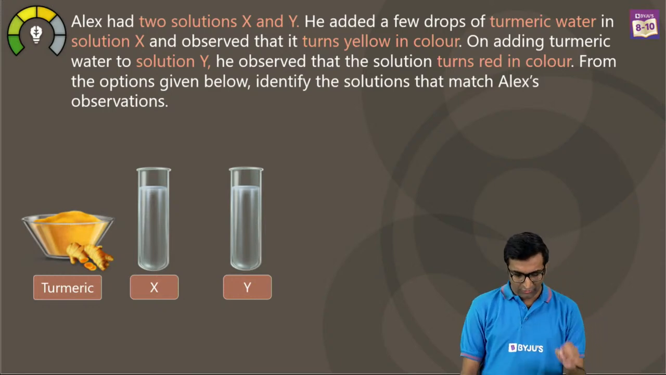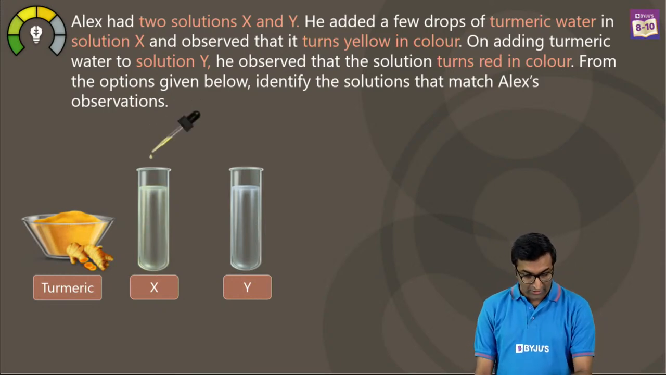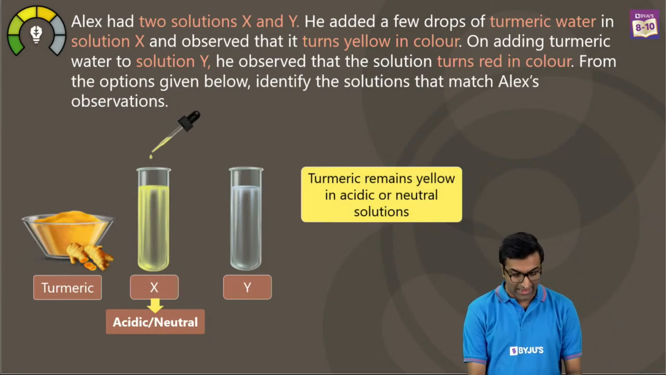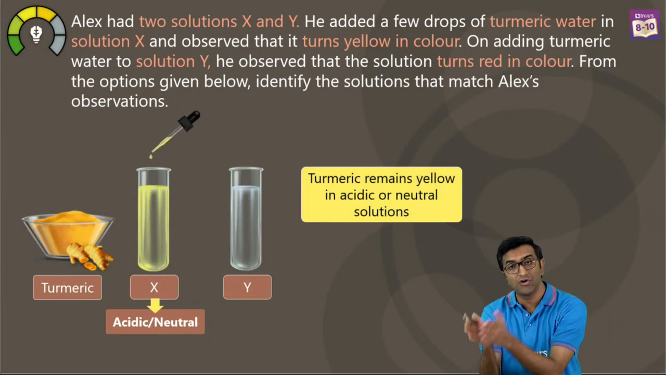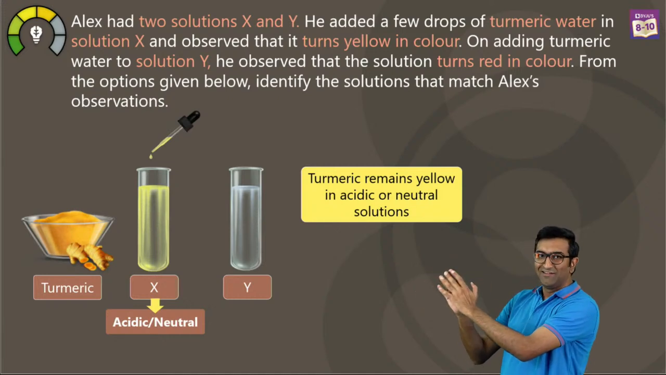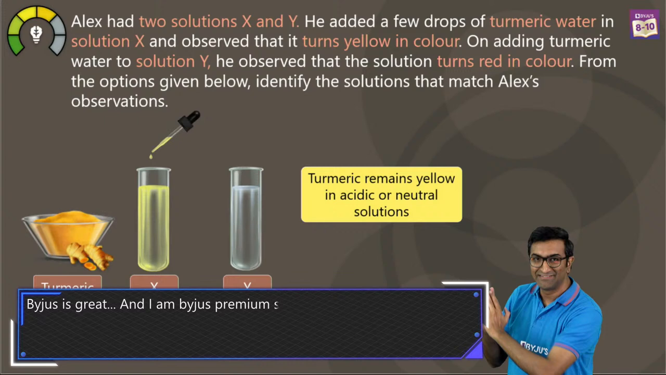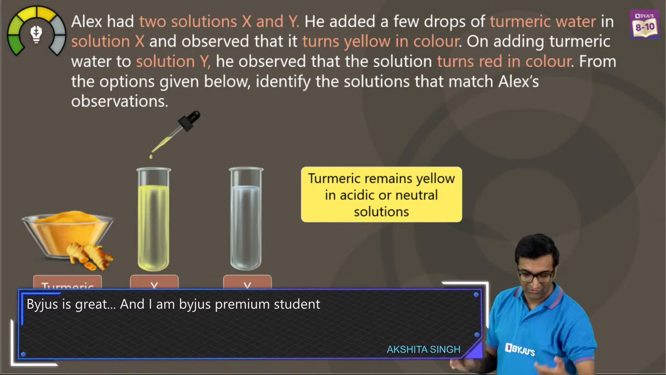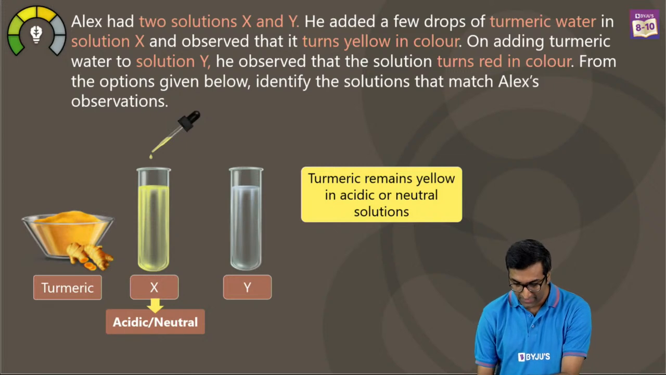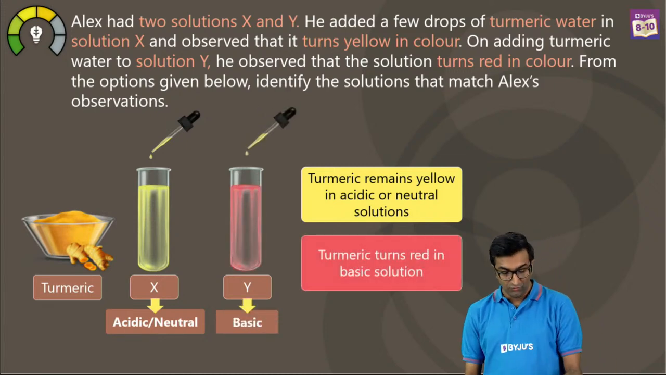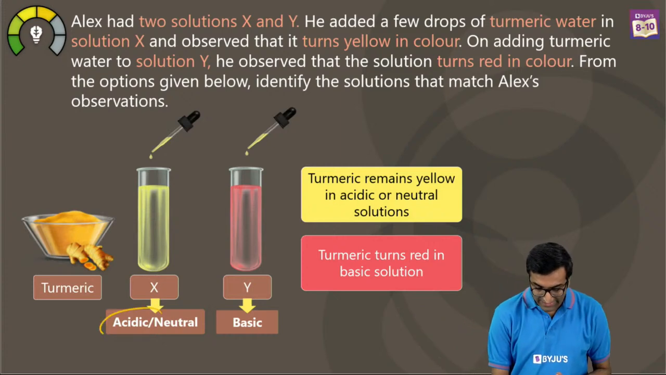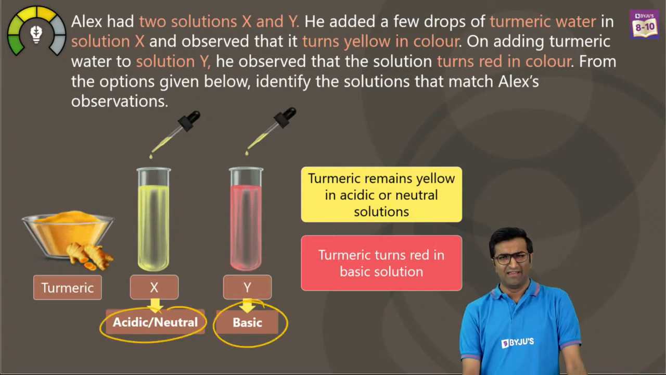But there's one small thing here that you need to keep in mind. This is an excellent question. When I put it in X, I'm just drawing what's happening here diagrammatically. It could be acidic or neutral if it becomes yellow. Important thing to note over here: luckily, the examiners have not tested the fact that it could be a neutral solution also, but it's important that it could be acidic or neutral. Anyway, if it turns red, that means it's a basic solution. So far, so good. So X is either acidic or neutral and Y is basic.